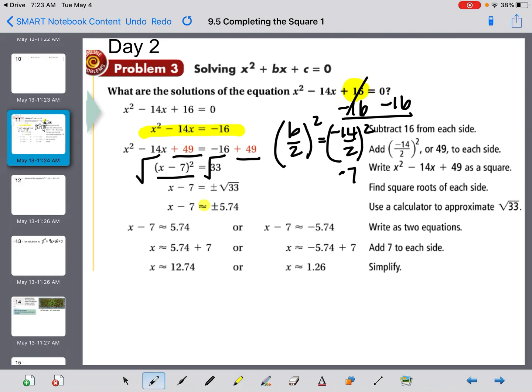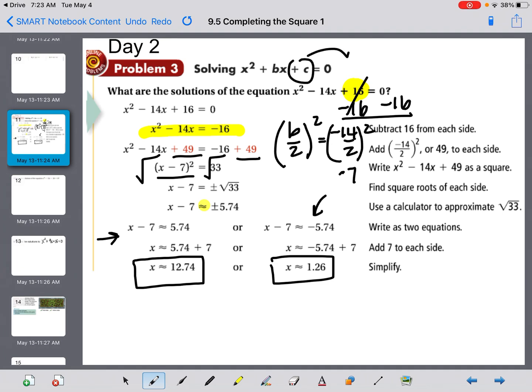So x minus 7 is equal to approximately 5.74, or x minus 7 is equal to approximately negative 5.74. When I add 7 to both sides, I find out that x is about 12.74 or about 1.26. So the only thing that they added this time is that we have to move this c value to the other side so that we can complete the square.